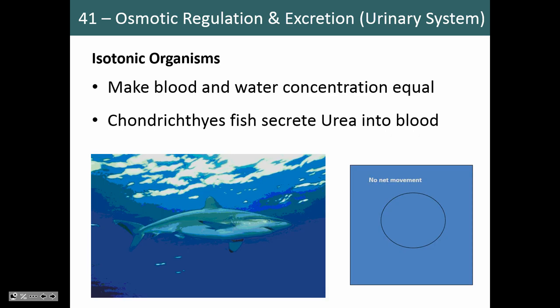And then our isotonic organisms either allow their body fluids to be at equilibrium or actively work to keep their body fluids at equilibrium with the surrounding environment. An example of working to make that happen are the chondrichthyes fishes. So sharks, skates, rays, chimeras, all of the cartilaginous fishes actually dump urea back into their blood in order to increase the solute concentration of their blood. And so they're actively managing a high solute concentration in their blood in order to remain at equilibrium with the surrounding environment.